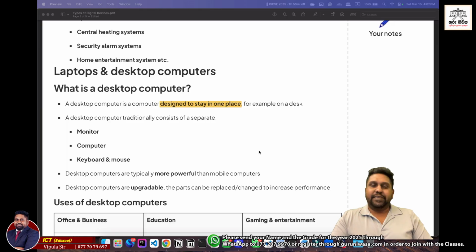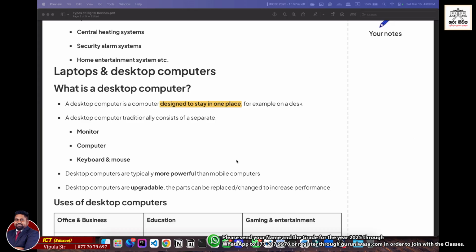So in a traditional desktop computer, we need to have a few items. Primarily, we need to have a monitor. Yes, we need to have a computer, as well as the keyboard and the mouse. So those four are the primary items which are required.